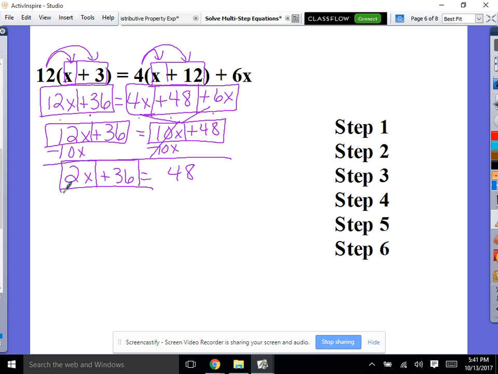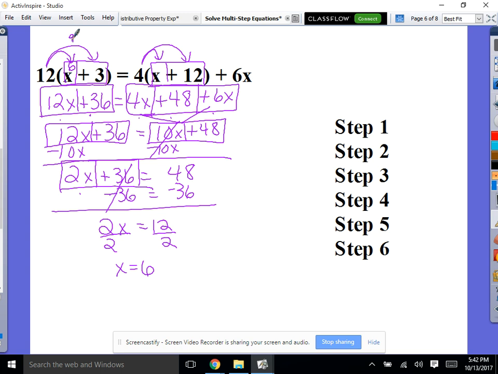Now step 4, we want to eliminate the constant on the same side as the variable. Here's the variable, here's the constant. We do the opposite, minus 36, minus 36. 2x equals 48 minus 36 is 12. Step 5, divide by the coefficient. x equals 6.